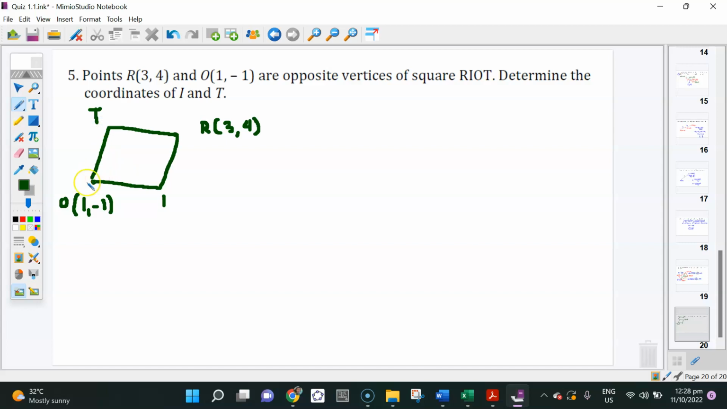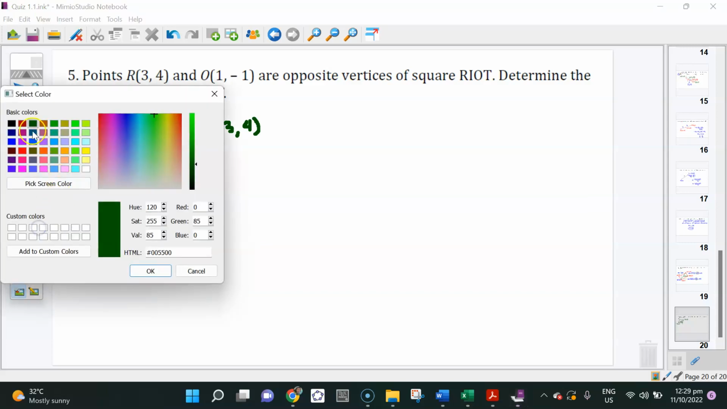Okay, so I have to get the midpoint of RO. The midpoint is (3 plus 1) divided by 2, so that will be 2. Let's call the midpoint P. Its coordinates are 2, and (4 minus 1) is 3, divided by 2, so that's 3 halves. See that? So the midpoint is (2, 3/2).